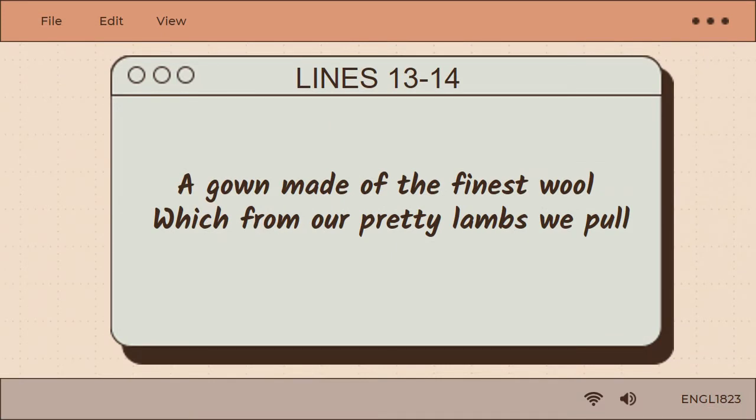And now let's jump to lines 13 and 14: "A gown made of the finest wool which from our pretty lambs we pull." Our speaker is still going on about clothes. Now he's making a gown from lamb's wool, and not just any lamb's wool, the finest and best lamb's wool, freshly plucked from all those lambs leaving the dream up by the river with the waterfalls in stanza 2.